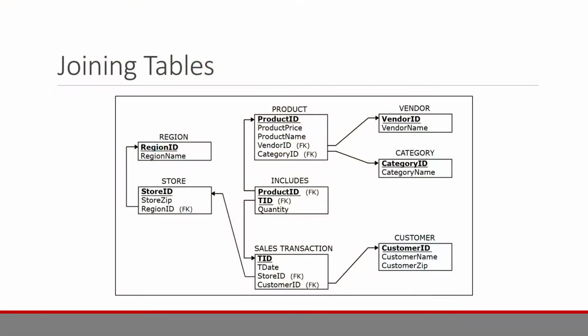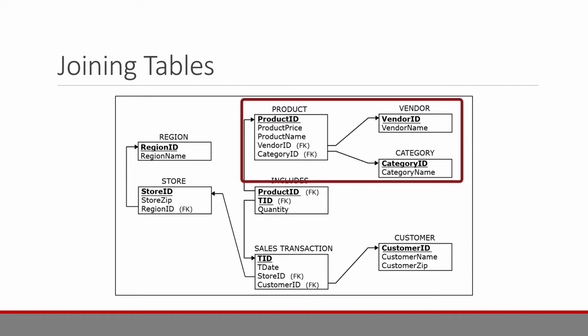First, let's look at the relational schema for this database, which again is Zaggy. For this video, let's pay attention to the product, vendor, and category tables. We want to make note of a few things here. First, the table names, which we're going to need for any queries, and more importantly, we want to pay attention to the links between the tables.